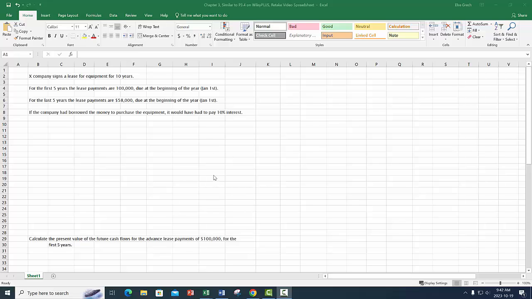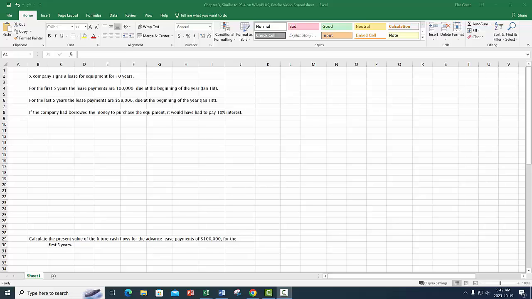I'm going to do an Excel question, and it's going to cover just how to calculate when lease payments change partway through. So in this case, we have X company signs a lease for equipment for 10 years. For the first 5 years, the lease payments are $100,000 due at the beginning of the year, January 1st. For the last 5 years, the lease payments are $58,000 due at the beginning of the year, January 1st. If the company had borrowed the money to purchase the equipment, it would have had to pay 10% interest.